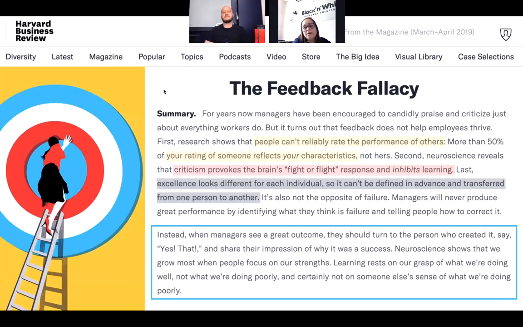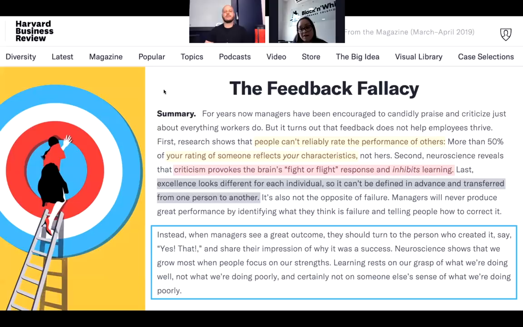For years now, managers have been encouraged to candidly praise and criticize just about everything workers do. But it turns out the feedback does not help employees thrive. First, research shows that people can't reliably rate the performance of others. More than 50% of your rating of someone reflects your characteristics, not hers. Second, neuroscience reveals that criticism provokes the brain's fight or flight response and inhibits learning. Last, excellence looks different for each individual, so it can't be defined in advance and transferred from one person to another. It's also not the opposite failure. Managers will never produce great performance by identifying what they think is failure and telling people how to correct it.